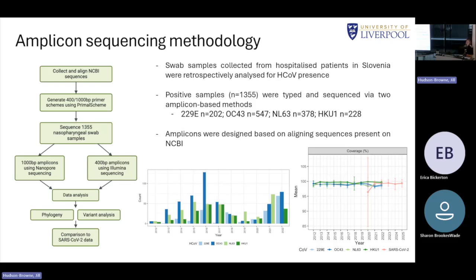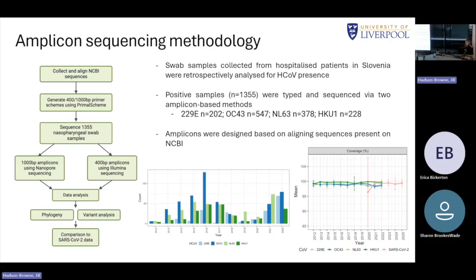So this graph, can you see my cursor? Yes. This graph here shows that there weren't equal amounts of samples throughout all the years, but the years cover from 2012 to 2022. And what we decided to do is generate bespoke primer schemes that were either 400 or 1,000 base pair amplicons and sequence these samples via nanopore or Illumina sequencing. And we got pretty good coverage for both types of sequencing.